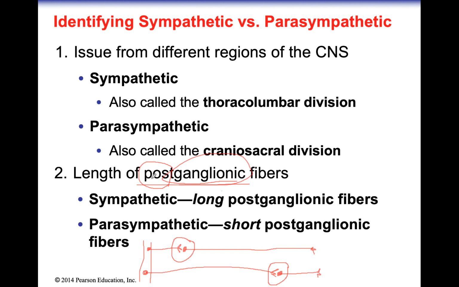So the length of the postganglionic fiber. What does post mean again? After. So we're talking about this fiber here or this fiber here. Both of these are considered postganglionic fibers. The length of the postganglionic fiber in the sympathetic nervous system is going to be long, very long. The length of the postganglionic fiber in the parasympathetic nervous system is really short. So based off of the length of that postganglionic fiber, that will tell you if it's a sympathetic or parasympathetic nerve fiber.